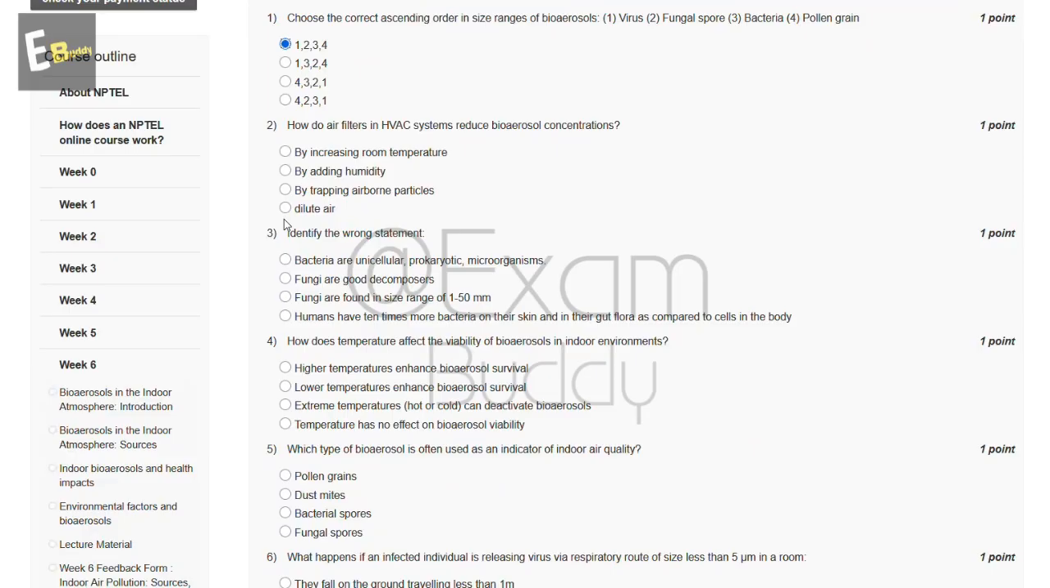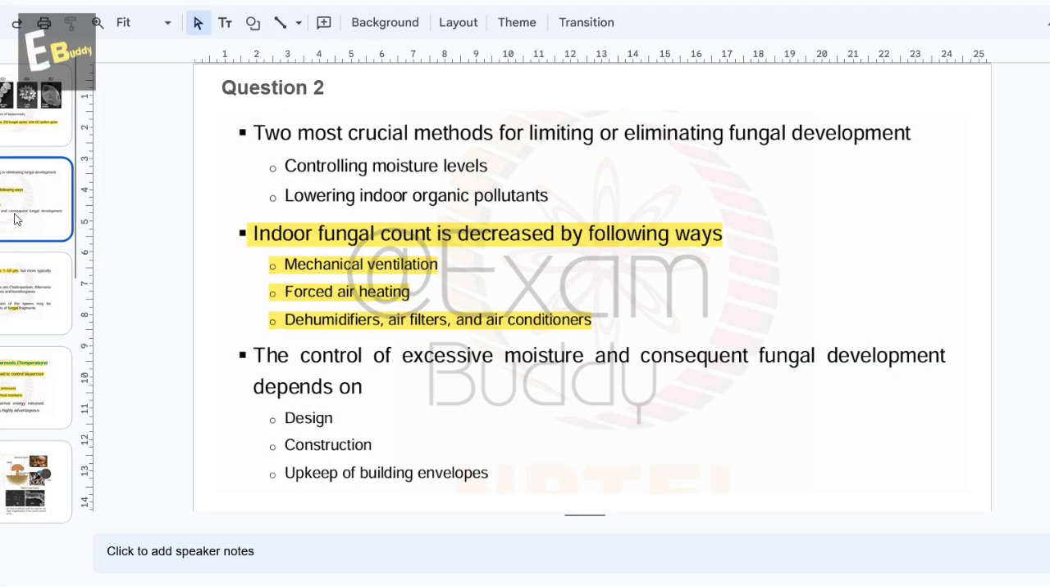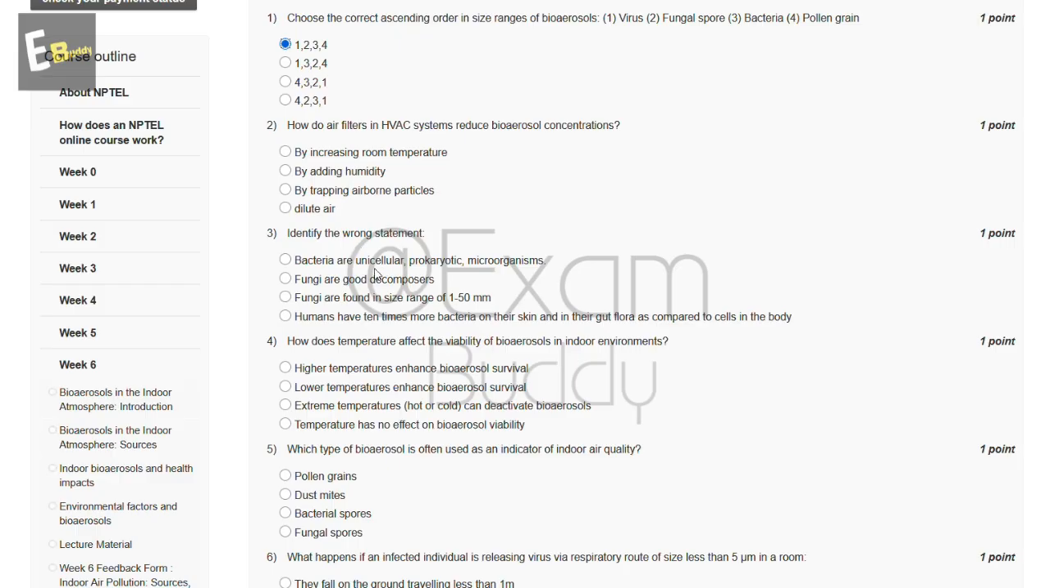Now the second question is how do air filters in HVAC system reduce bioaerosols concentration? So these are the options: by increasing room temperature, by adding humidity, by trapping airborne particles, dilute air. So let's check the answer of our second question. So question second, indoor fungal count is decreased by following ways: mechanical ventilation, forced air heating, dehumidifiers, air filters, and air conditioners. So the answer of our second question is C.